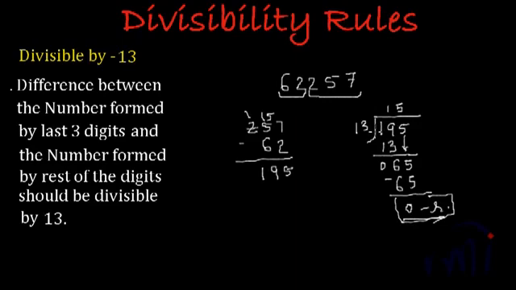And according to this rule, this 195, which is actually the difference between the number formed by the last three digits and the rest of the digits, is divisible by 13. This whole number should also be divisible by 13, right? So let's try and divide our original number. So for that, I am removing all this.